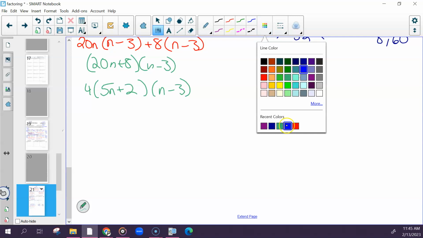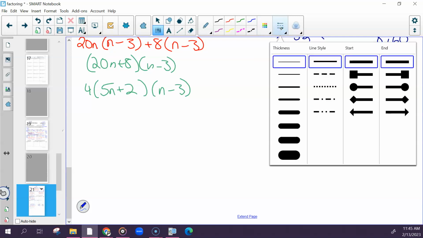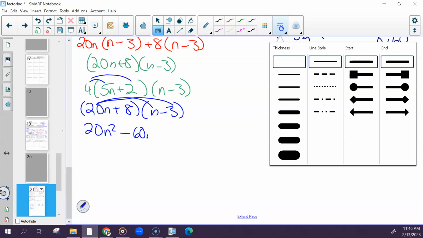I'm going to multiply this out really fast so we make sure that our work is right. So we do this part first. This would give us 20n plus 8, which we knew already. And then multiply these together. 20n squared minus 16n plus 8n minus 24. Which does give us 20n squared minus 52n minus 24. So we got the right factors.